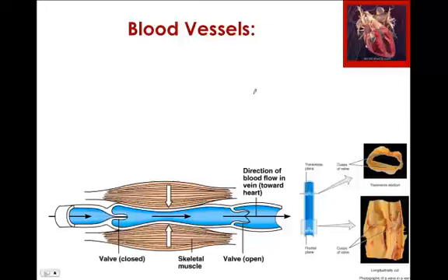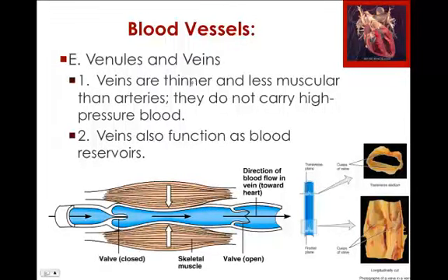Okay, so venules and veins. When you look at veins, again, veins are thinner and less muscular than our arteries are. And remember, I showed you that the tunica media is much thinner. So we don't need that thick muscular layer because the pressure inside our veins is going to be much less. They don't carry that high pressure blood, and that's the reason the walls of the veins can be thinner and less muscular. The veins also function as reservoirs for the blood. So they act as a reservoir in the body for our blood.